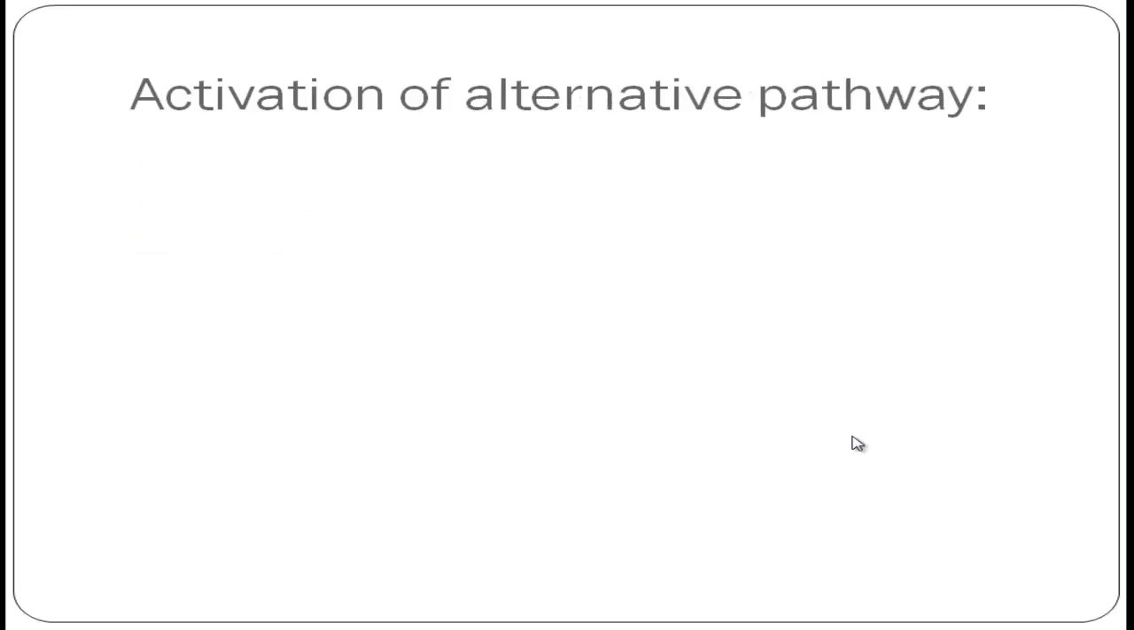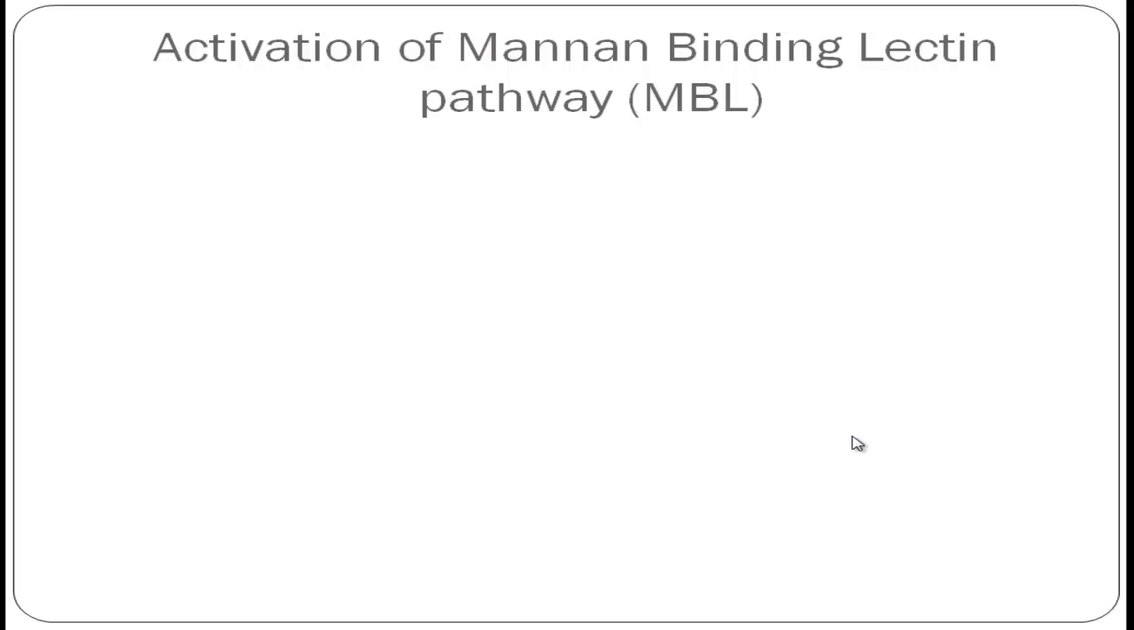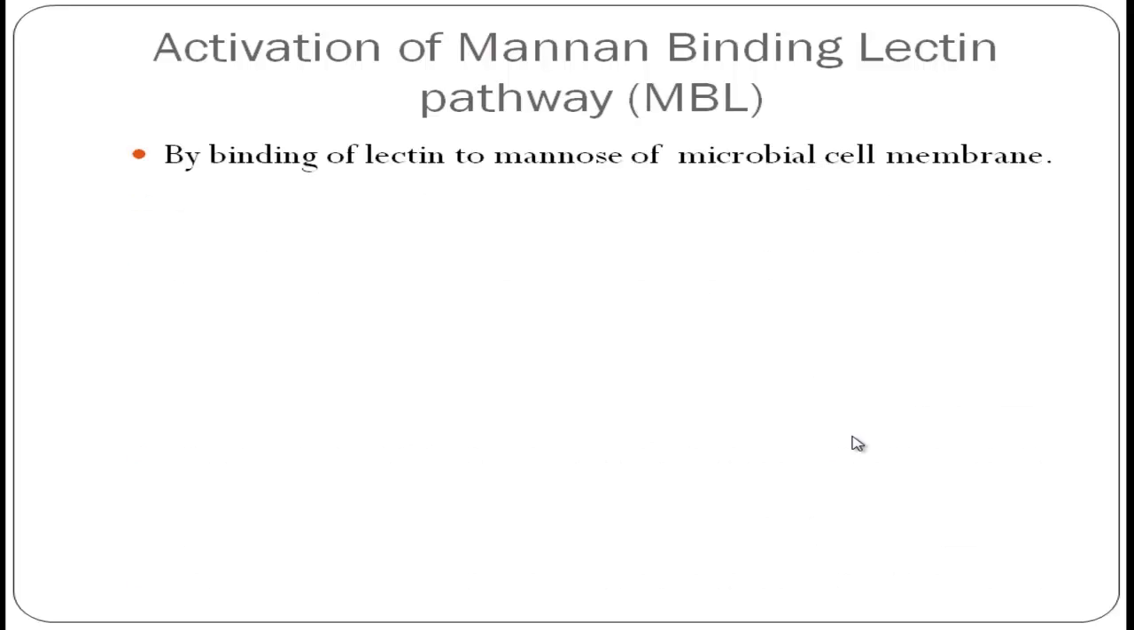Now, the activation of the alternative pathway. The alternative pathway is activated by endotoxin like bacterial lipopolysaccharides, an important activator, also by cobra venom factor, and lastly, cell and plasma derived enzymes. Activation of the mannose binding lectin pathway, abbreviated as MBL, occurs by binding of lectin to mannose of the microbial cell wall. The mannose of the microbial cell wall binds to lectin, and this triggers this pathway.